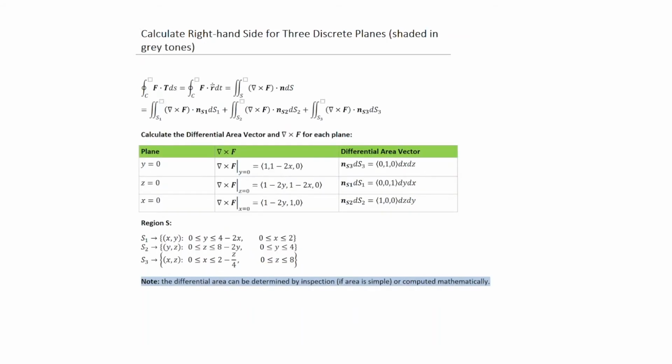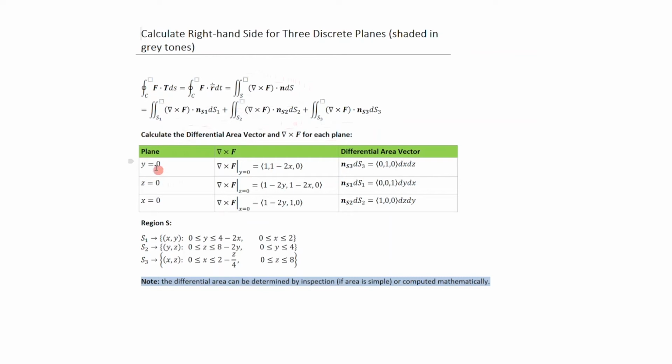Okay, now let's do the three discrete planes. Since we're going to do the curl over a surface that is not smooth but consists of three triangular segments, this double integral is actually the sum of three separate integrals over the individual surfaces, the three different triangular surfaces S1, S2, and S3. And so we need to compute for each one of these cases what the curl of F is and what n dS is going to be.